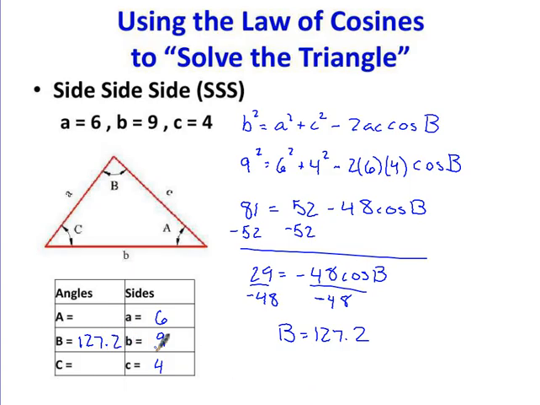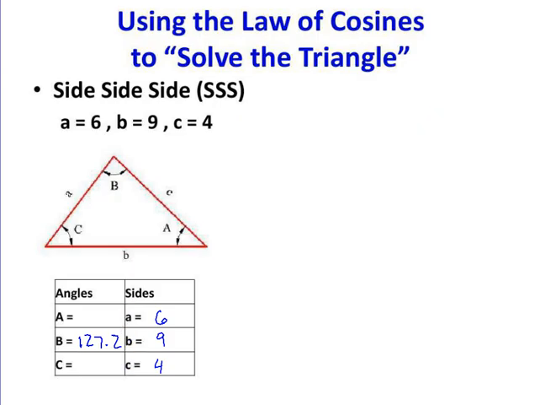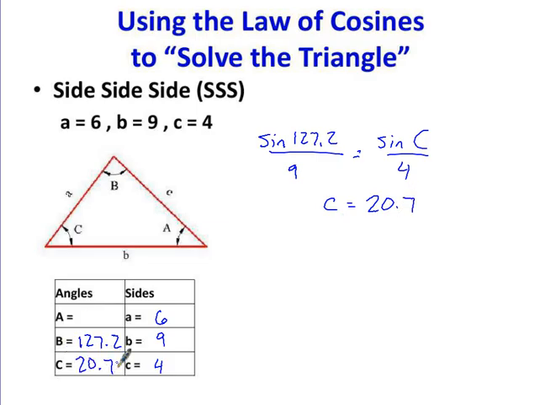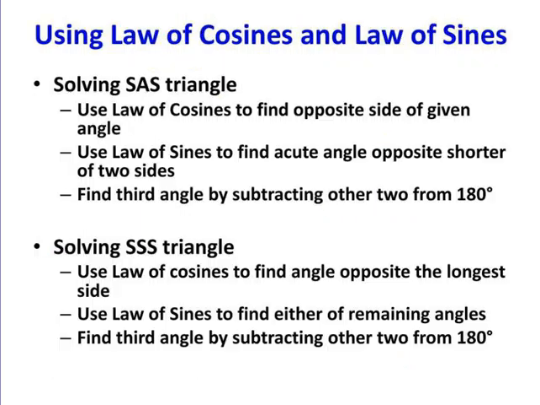Alright, from there, now I have a matching pair, so I'm going to use the law of sines to find one of the missing angles. I'm going to choose to find angle C, so it's going to be the sine of 127.2 over 9 equal to the sine of angle C over 4. Cross multiply, divide, do my inverse, and I get that angle C is 20.7. So if angle C is 20.7, then 180 minus 127.2 minus 20.7 would leave me with 32.1 for angle A.